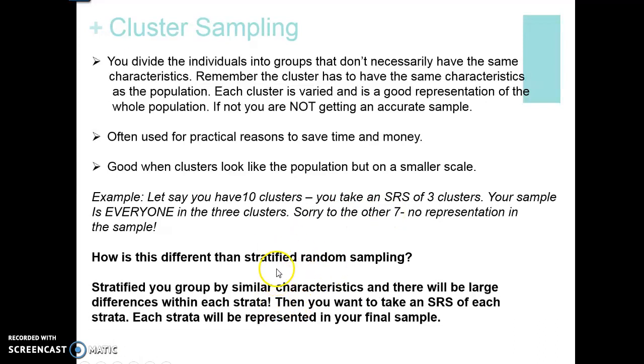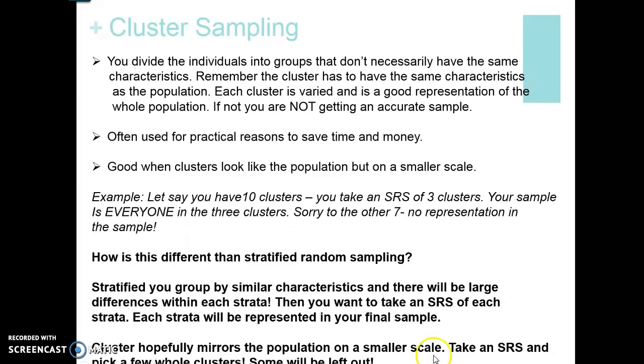So this is different from stratified random sampling in the sense that with stratified random sampling, they group by similar characteristics. So like everyone with blue hair would be in a bin, everyone with red hair, everyone with black hair, everyone with brown hair, versus cluster sampling, where the bins would have a mix of all of the hair colors. And with stratified random sampling, remember we take a simple random sample of each strata. So each strata is represented in your final sample, whereas with cluster sampling, just some of the strata are represented in your final sample.